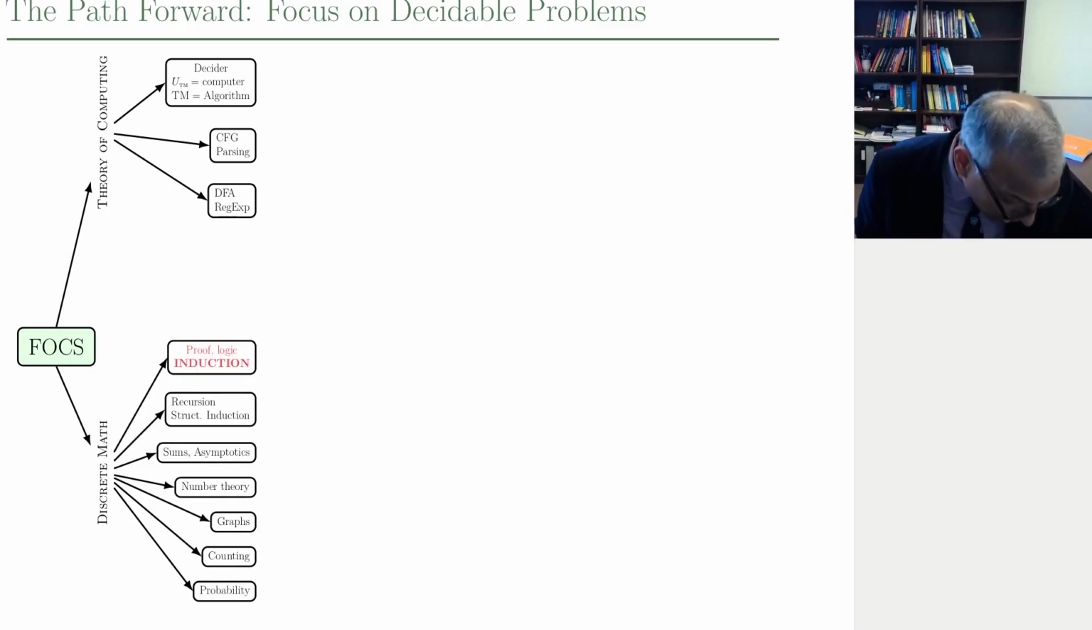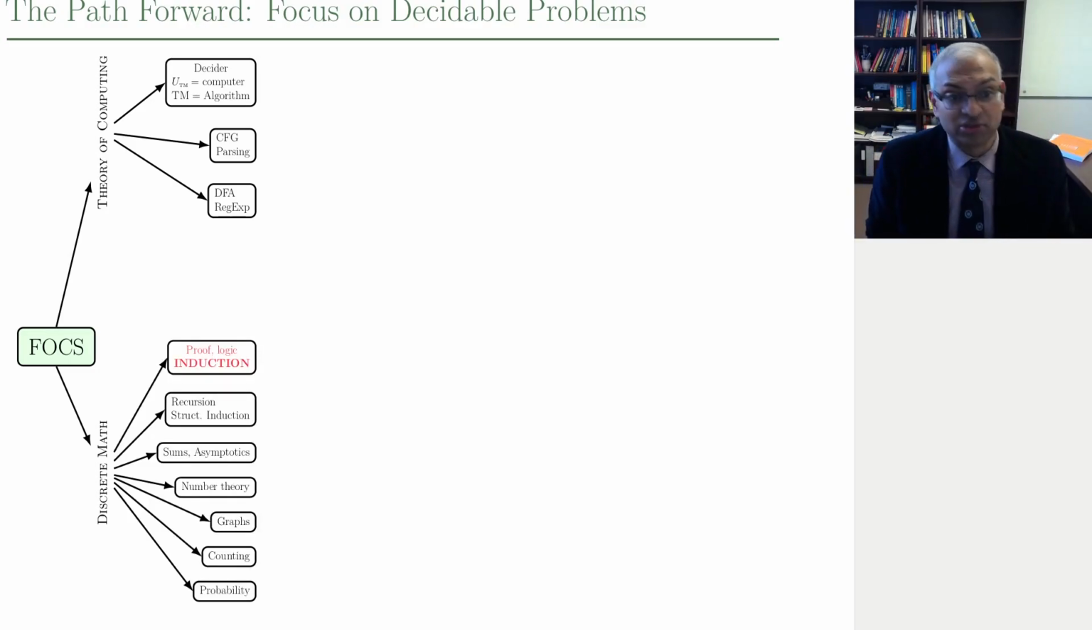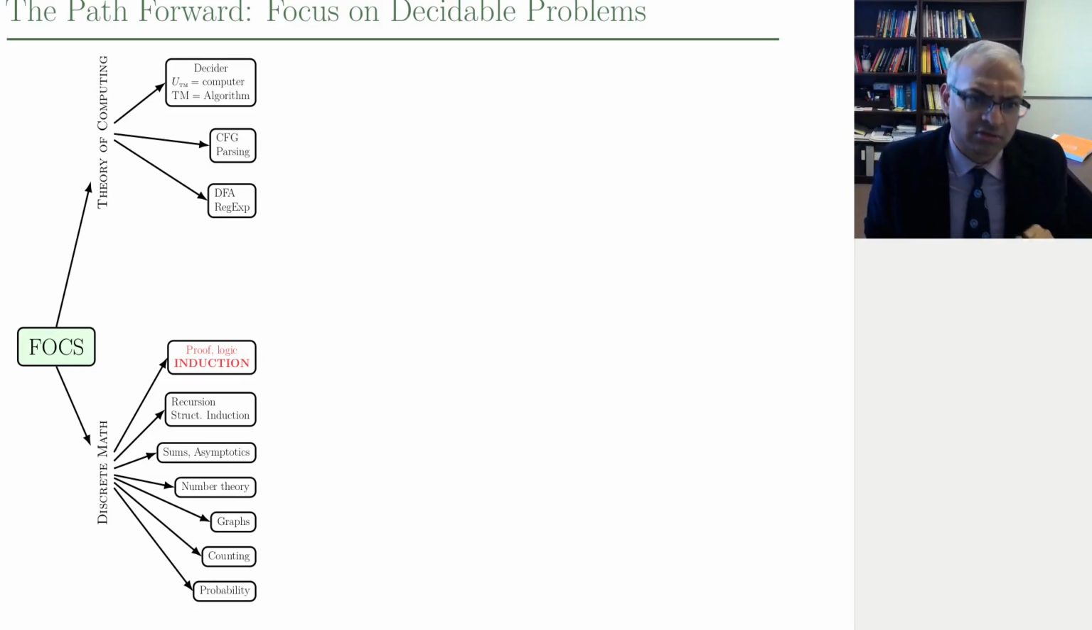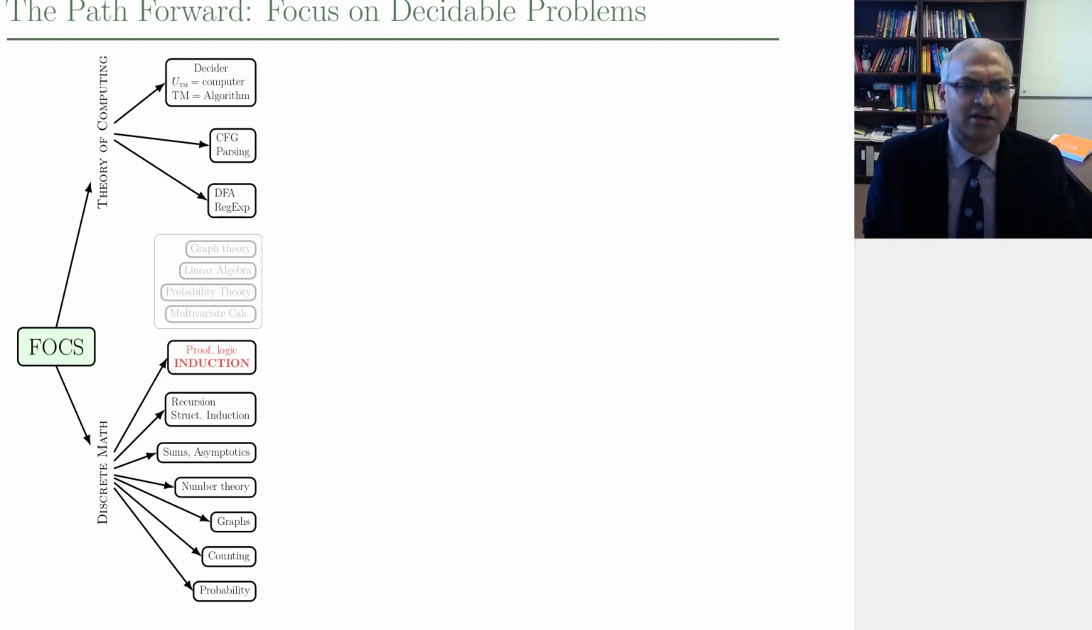Now, in discrete math, we talked about a lot of stuff. We talked about proof techniques, recursion, sums, number theory, graphs, counting probability. So that's basic discrete math, and we use some of that in the theory of computing. There is other math, like graph theory, linear algebra, probability theory, multivariate calculus.